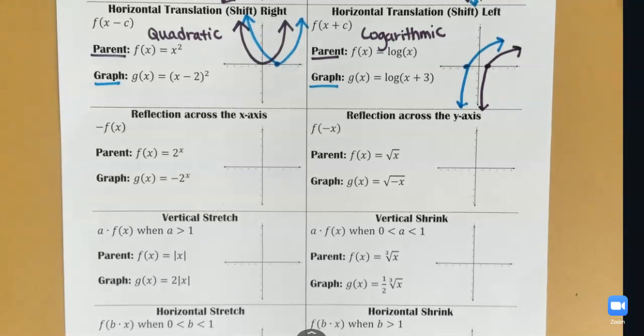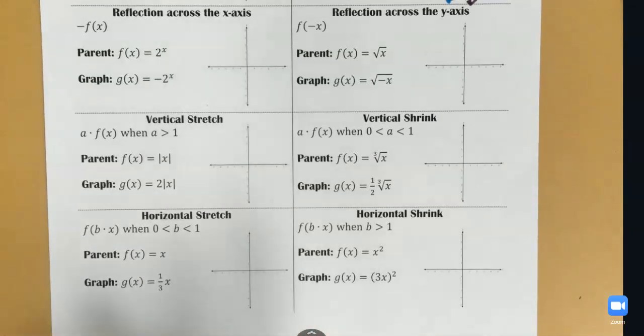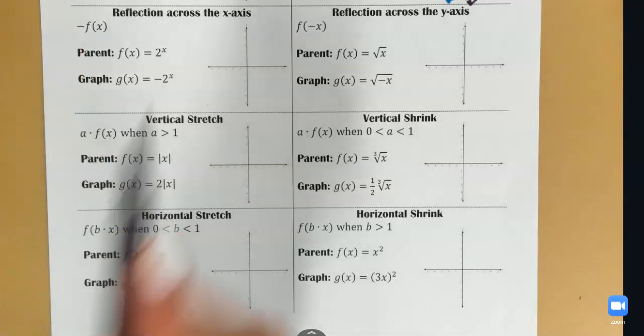So those are your shifts. Again, we have vertical and horizontal. Moving on to reflections. If you have a negative, that means you're reflecting. If the negative is outside, then you are reflecting over the x-axis.